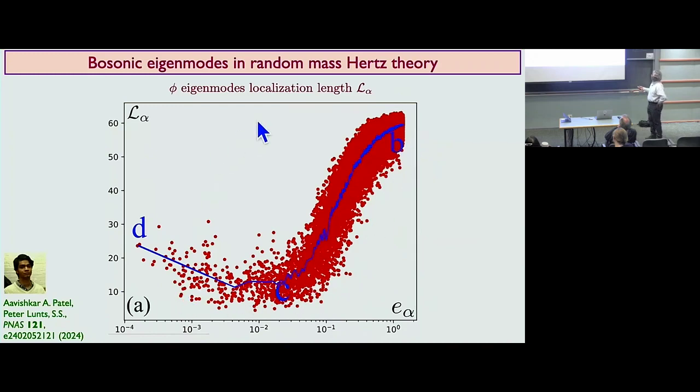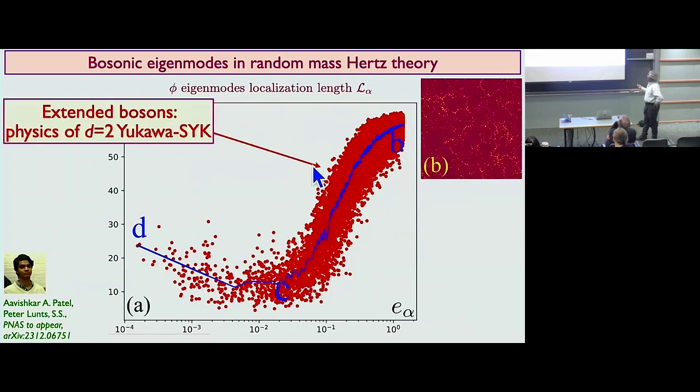So out here, when the localization length is practically the system size, then the eigenmodes are completely extended. So these are the bosonic eigenmodes. In the Hertz-Millis theory, they'd be plane waves. Here, because of random mass, they're kind of plane waves with lots of random phase shifts. And in the second part of my talk, I'll talk about how you deal with this in an analytical way that allows you to get results in closed form.